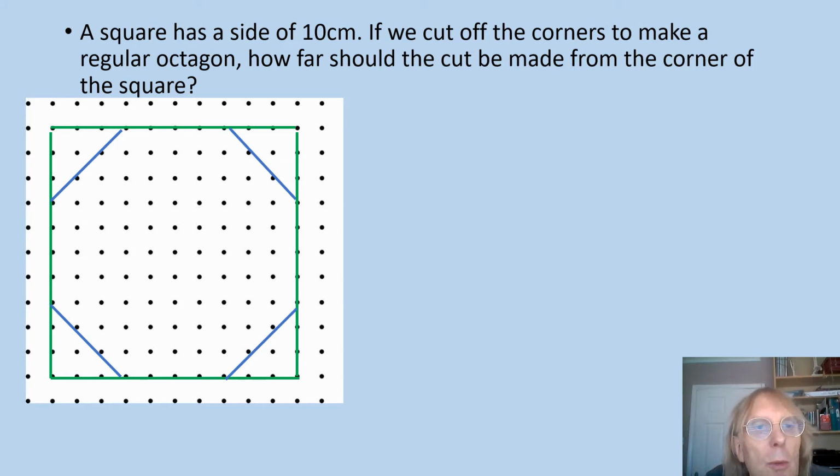This one, we've got a square. It's a side of 10 centimetres. We'll cut the corners off to make a regular octagon. How far should the cut be made from the corner of the square? So, there you go. So the square is the green bit. It's 10 by 10. And you cut the corners off and we make a regular octagon. And it's a little bit hard at first. You might not begin to see where to start with this one.